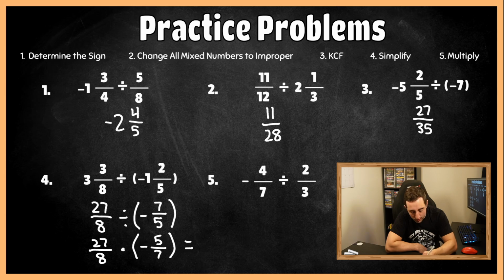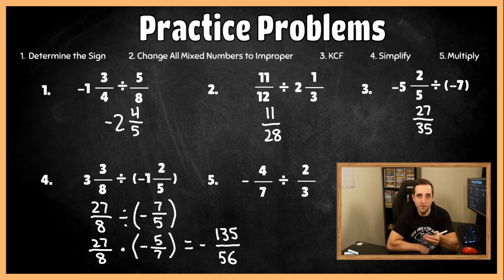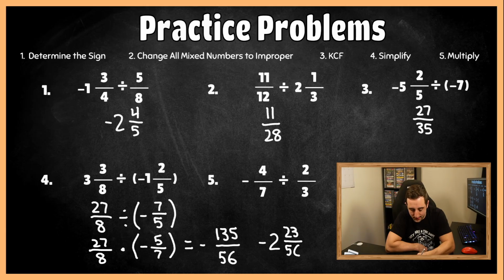So let's start with the easy one on the bottom. We know this is negative. 8 times 7 is going to give us 56, and 27 times 5 is going to give us 135. Well, how many times does 56 fit into 135 without going over? Well, it fits twice. 56 times 2 is 112, so if we do 135 minus 112, we're going to get a remainder of 23 in our numerator, and our denominator is going to stay the same at 56. Now, this would have been the toughest one in the practice session. If you got this right, then you should easily get number 5 right. So -2 and 23/56 for number 4.